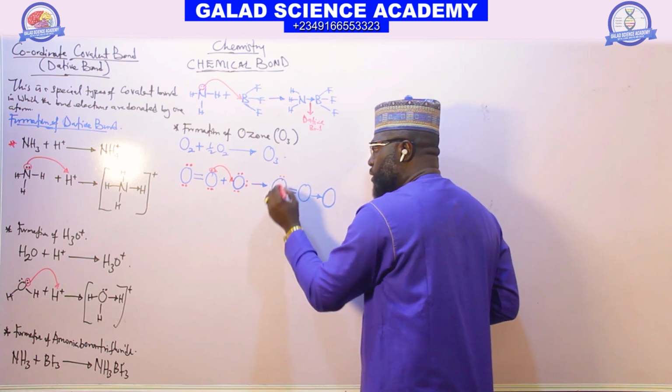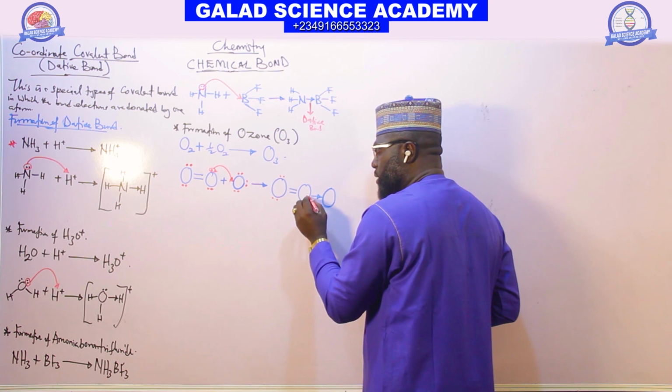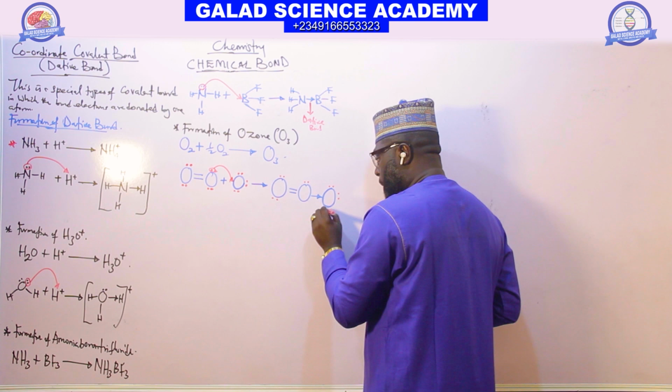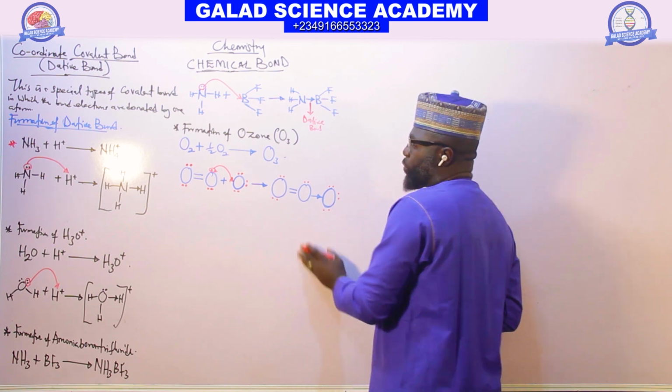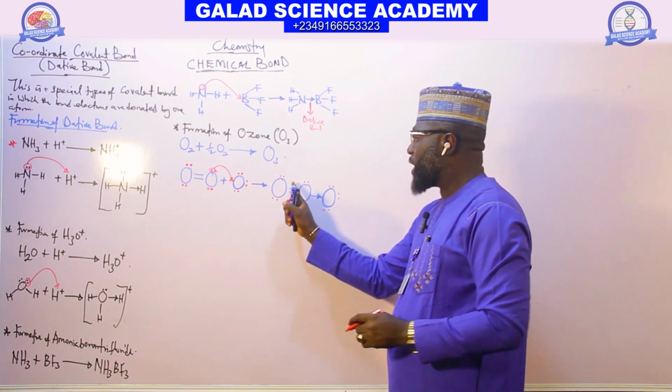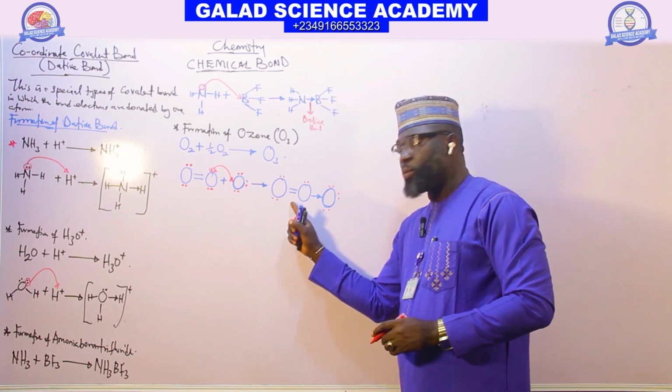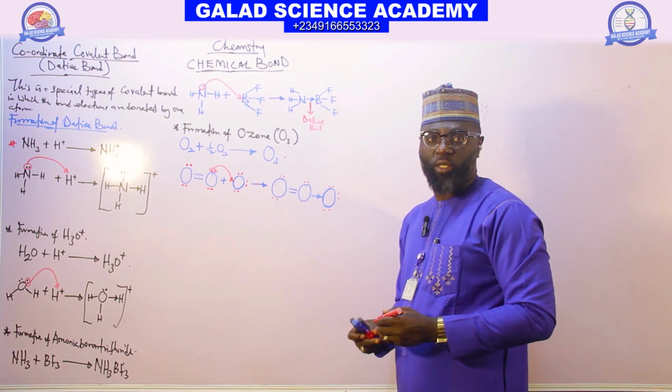So this is this double bond here. This is the structure of what? Of ozone. In the ozone molecule, we have what? Two covalent bonds and one dative bond.